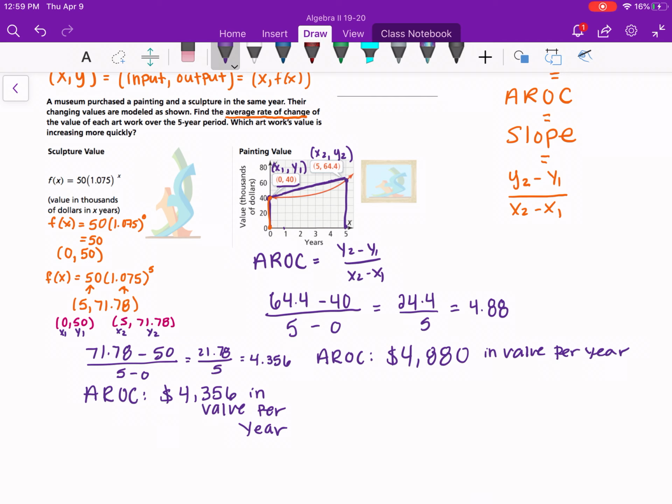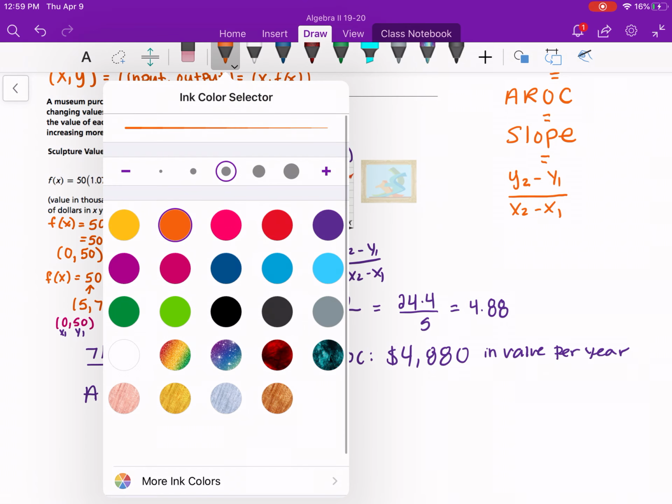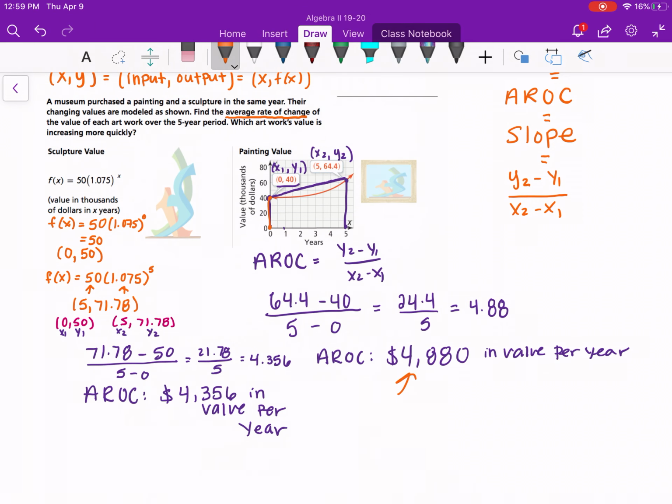It says which artwork's value is increasing more quickly. Well, if we look, the painting is accruing by $4,800 a year. The sculpture is about $43.5 a year. So I'm going to say that the painting is increasing faster.